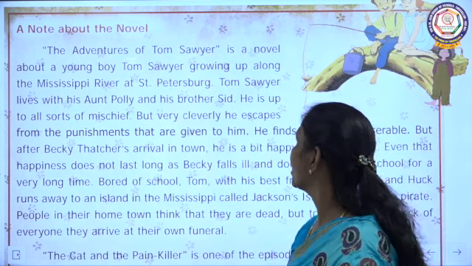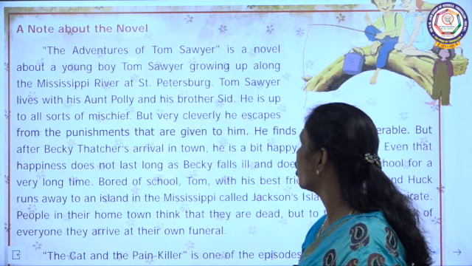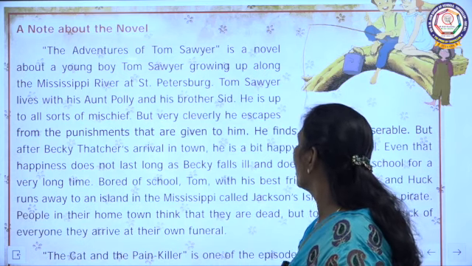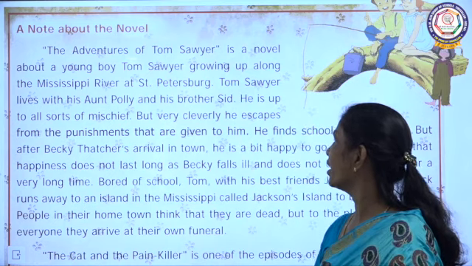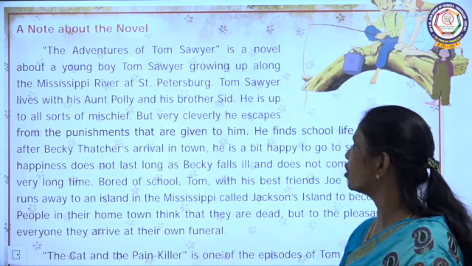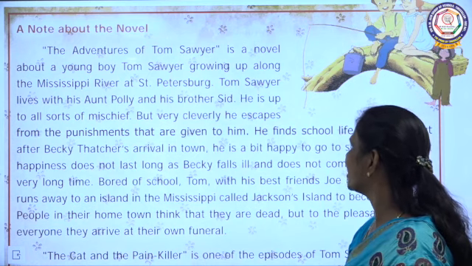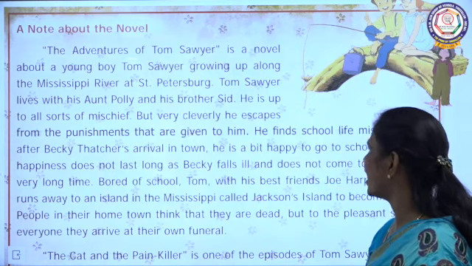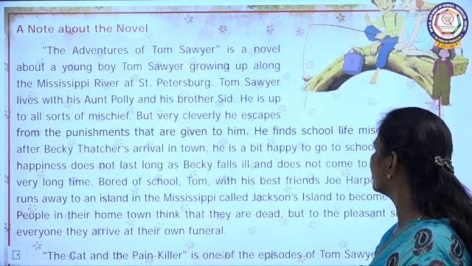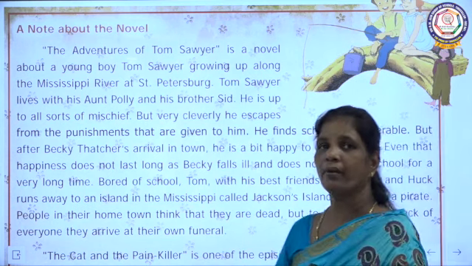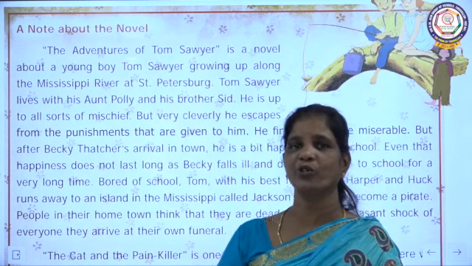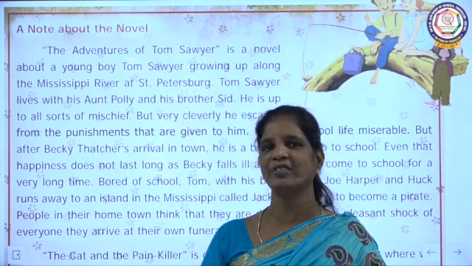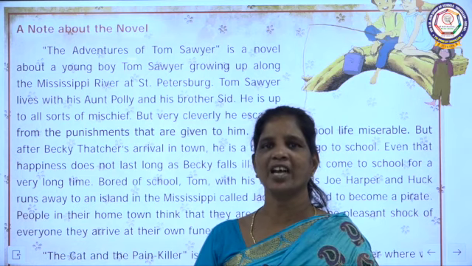The Adventures of Tom Sawyer is a novel about a young boy, Tom Sawyer, growing up along the Mississippi River at St. Petersburg. Tom Sawyer lives with his Aunt Polly and his brother Sid. He is up to all sorts of mischief, but very cleverly he escapes from the punishment that is given to him. He finds school life miserable, but after Becky Thatcher's arrival in town, he is a bit happy to go to school. So, before Becky Thatcher came, he did not like going to school and he was very mischievous, and he would escape from the punishment. He will have some reason, and he will tell that reason to his aunt and escape.